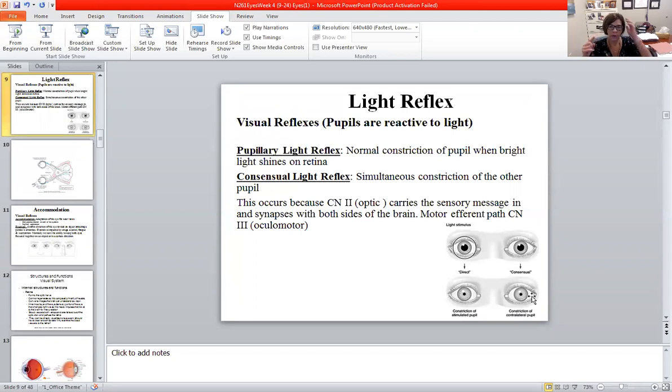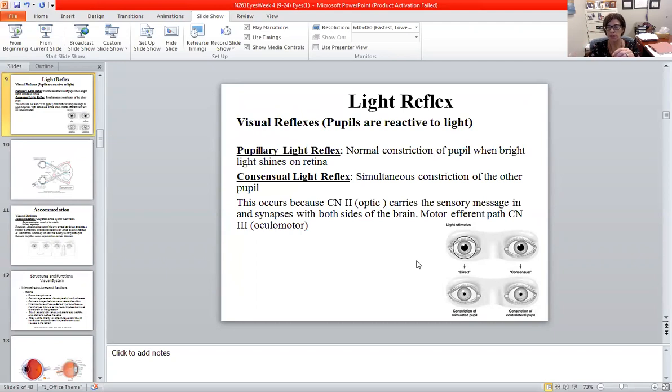So what's really going on in your brain when that's happening? Well, this occurs because of some cranial nerve activity. And the next time we meet for lecture, we're going to be doing neuro. So we're going to be doing cranial nerves. So I thought it'd be good if we kind of get a taste of it now. So this occurs because cranial nerve 2, which is the optic nerve, carries the sensory message to this, and then synapses on both sides of the brain. And then the motor efferent path, which means the exit, cranial nerve 3, the ocular motor, causes the constriction.